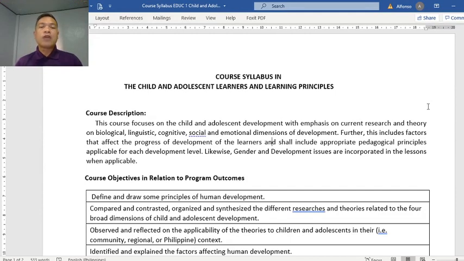So right now, allow me to present to you our course syllabus in the first subject, which is child and adolescent learners and learning principles. I told you then that child and adolescent learners and learning principles is actually the very first professional education subject that any would-be teacher would have to study. In fact, this is one of the most essential courses in the entire professional education subjects.